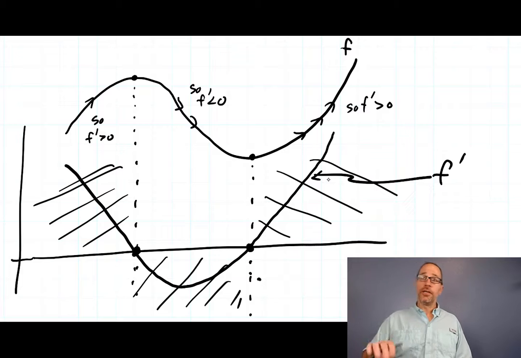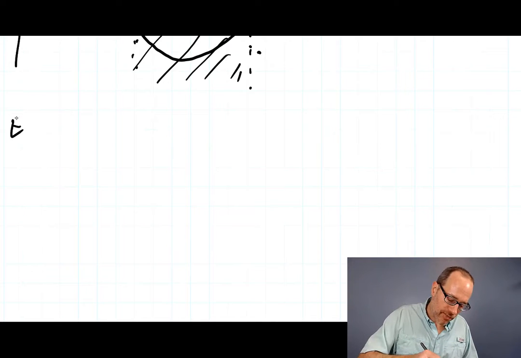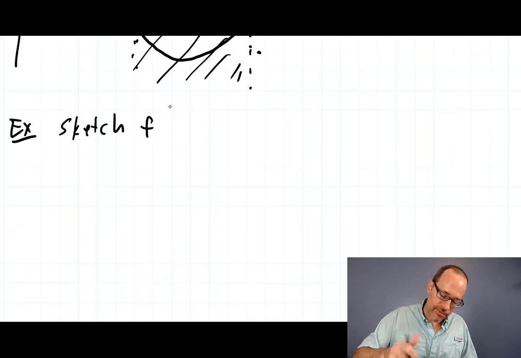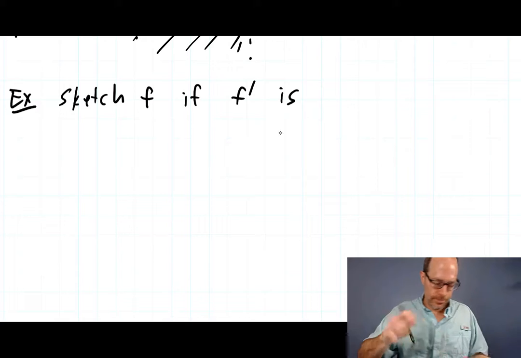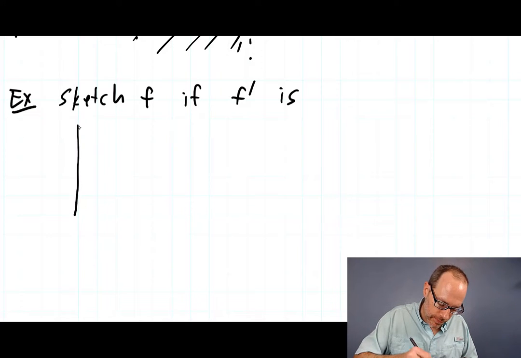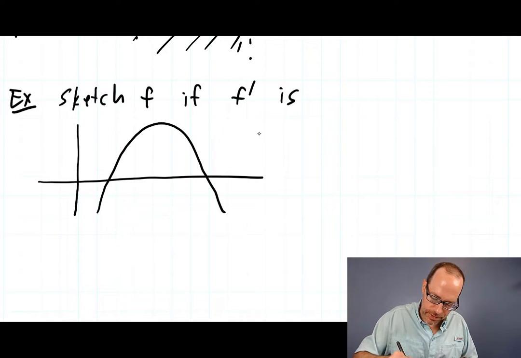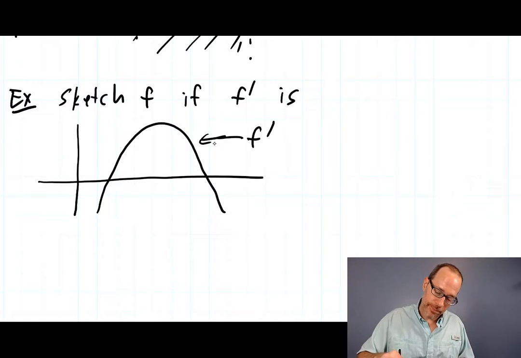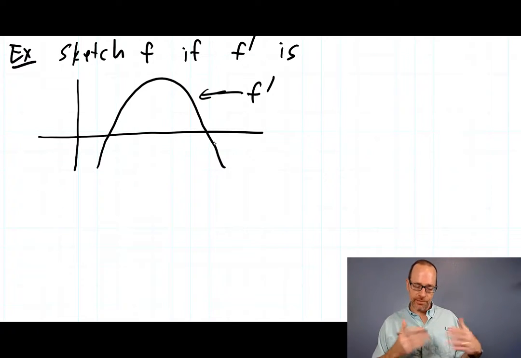All right, let's try this in the reverse. Suppose someone gives you a sketch of f prime. Can you draw f? So sketch the function f if f prime is the following. Suppose this is f prime here. We want to sketch f. We're going to do this in stages, kind of a rough sketch and then better ones.